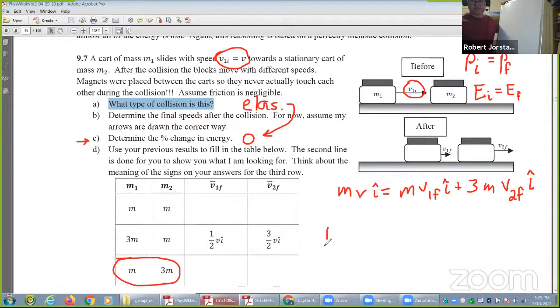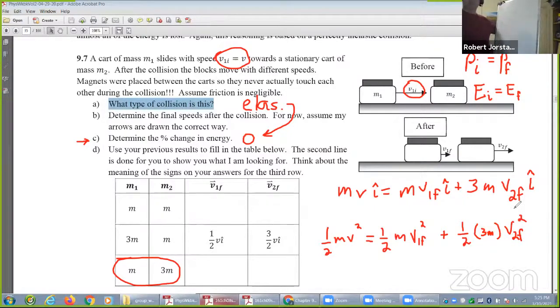The energy equation says 1/2 m v squared equals 1/2 m V1 final squared, I've got two energies now, plus 1/2 times 3m. People sometimes forget the 3 in that spot. 3m times V2 final squared. So I'm just doing this one particular case. And when you do that and punch in all this stuff, it turns out something weird happens.